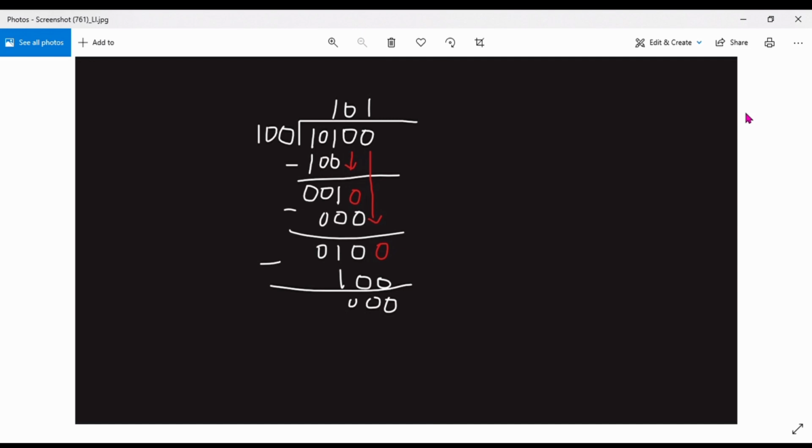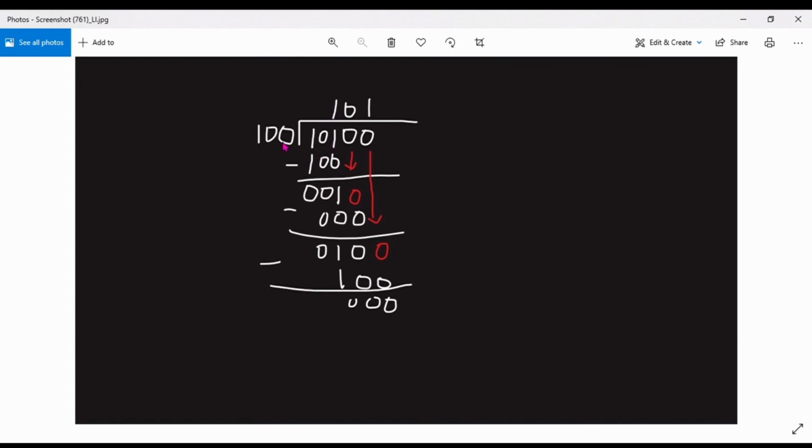So sa 3 bits muna tayo magfo-focus dito sa tatlong ito. So we're going to read the binary numbers as decimal. So sa divisor, meron tayong 100 and then sa dividend, meron tayong 101. So kapag malaki ang value ng dividend kaysa sa divisor, kaya natin siyang i-divide. So ang answer natin is 1. If maliit naman is 0.